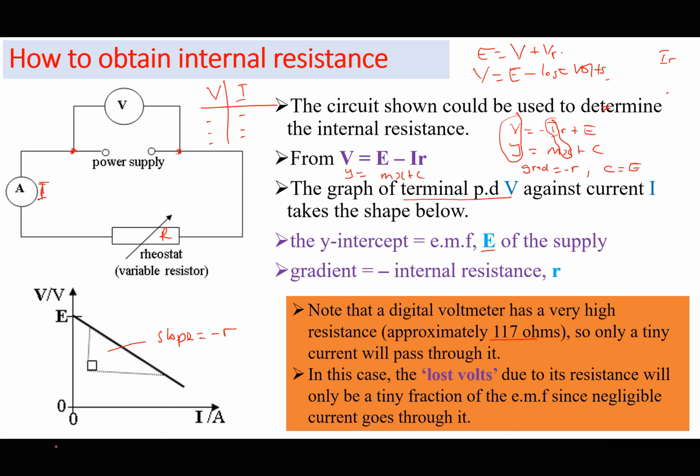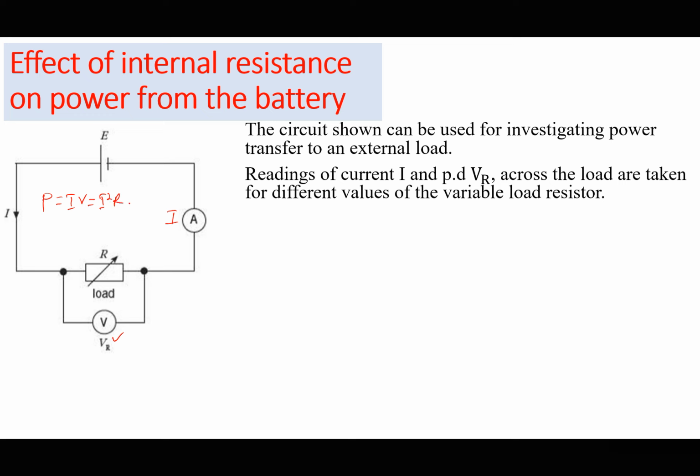Of course, we know from our lesson, I think it was lesson 3, that power delivered was equal to I times V, or it could be I squared times R, and so on and so forth. So the power delivered to the load is going to be given by a simple expression such as I times VR, where VR of course is the PD across the load, which can be I squared times R, where R is the resistance of the load.